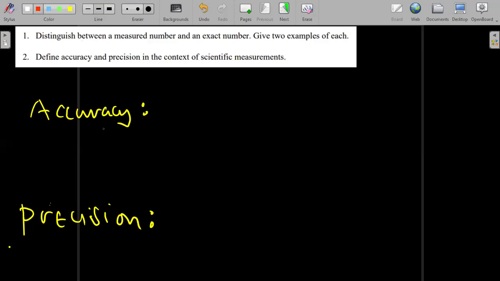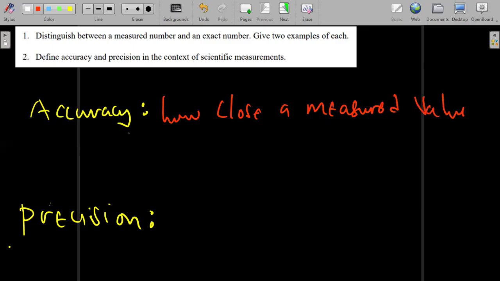So what is accuracy and what is precision? Accuracy is defined as how close a measured value is to the true value. This is the definition of accuracy. It's just how close a measured value is to the true value or the accepted value.